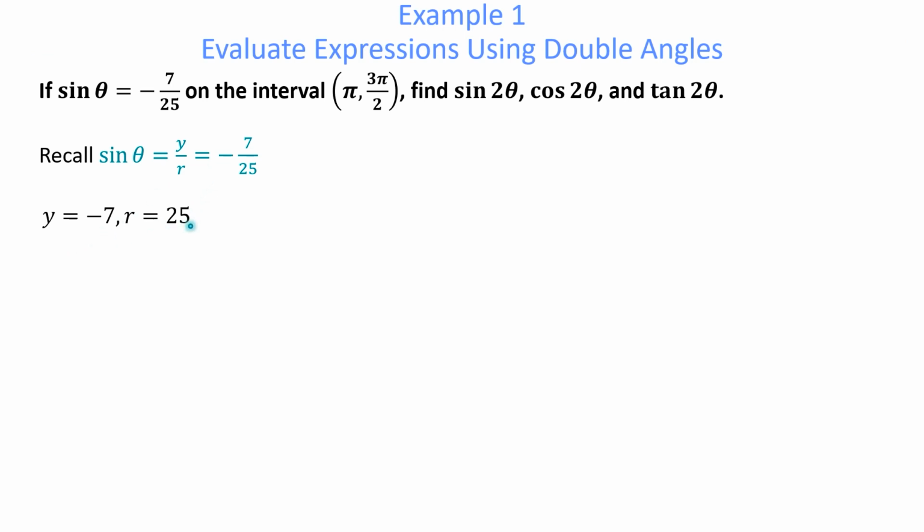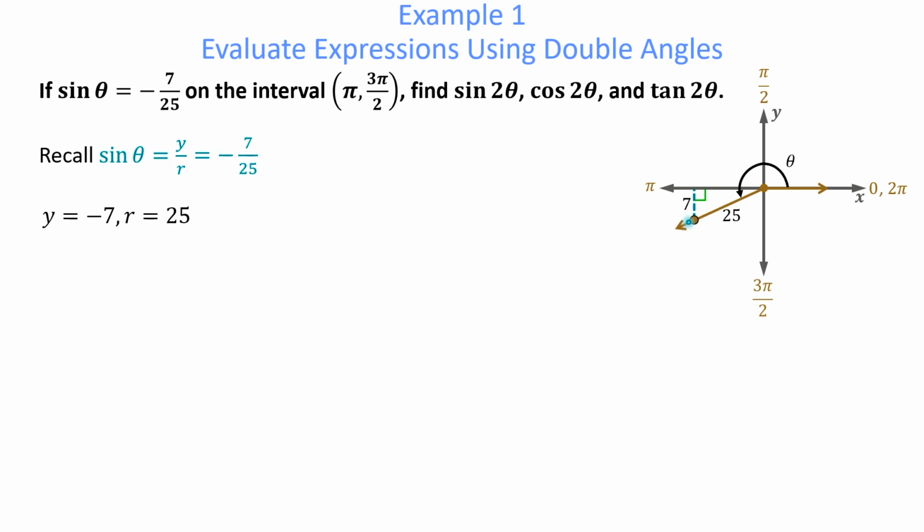Now, we want to draw theta in the standard position using the quadrant diagram. So we have 0, pi over 2, pi, 3 pi over 2, and 2 pi. This is our first quadrant, second, third, and fourth. Now, because we are interested in the interval pi to 3 pi over 2, that's the third quadrant over here. So if we draw in our angle theta in the standard position, it would lie in the third quadrant. So we know that the point lies in the third quadrant, and its distance from the origin is 25 because r equals 25.